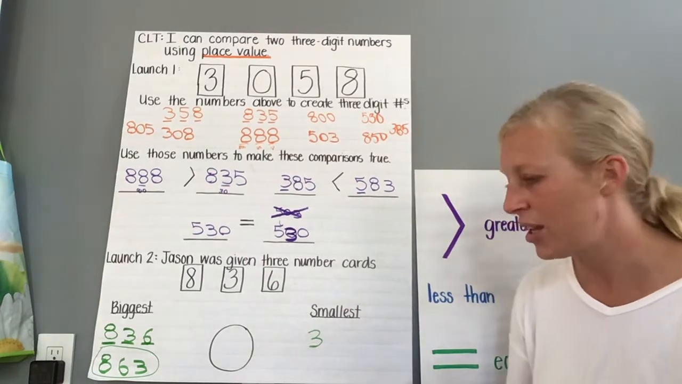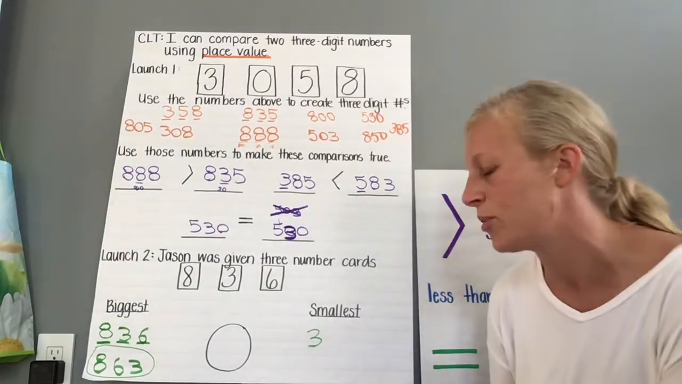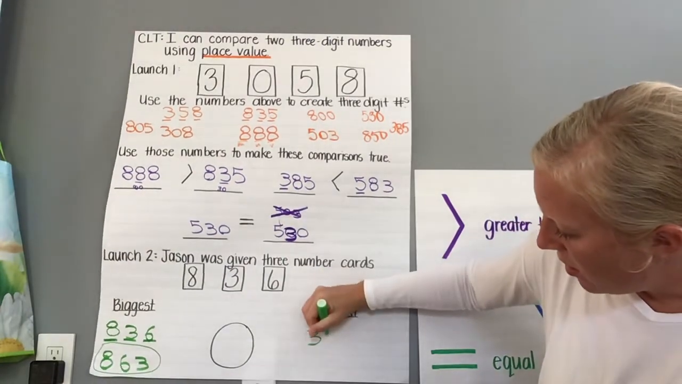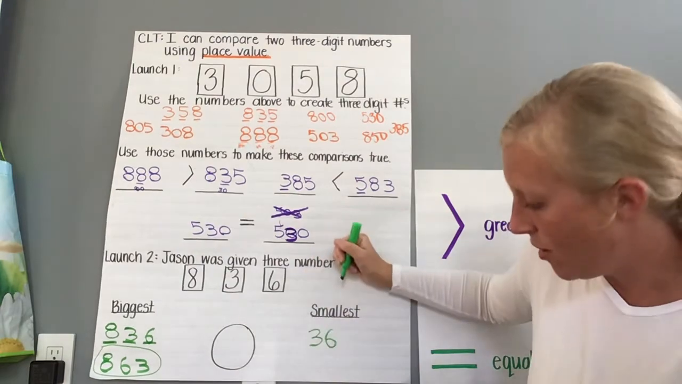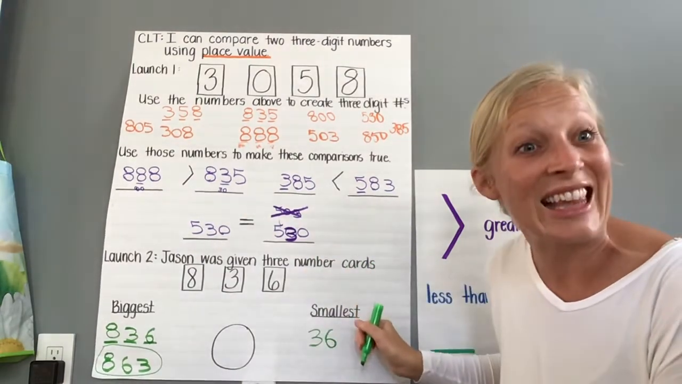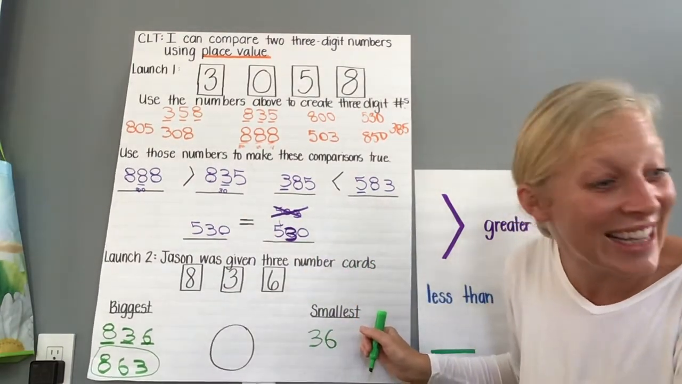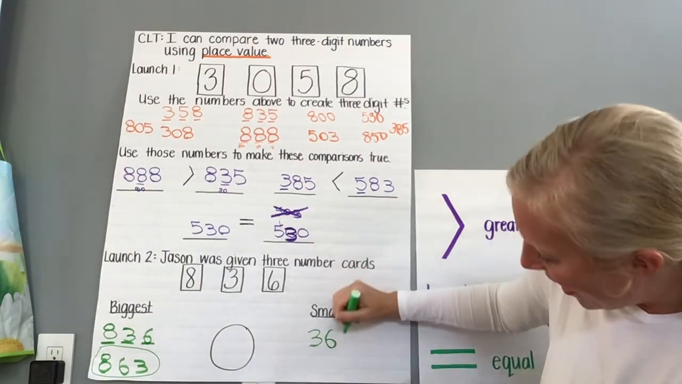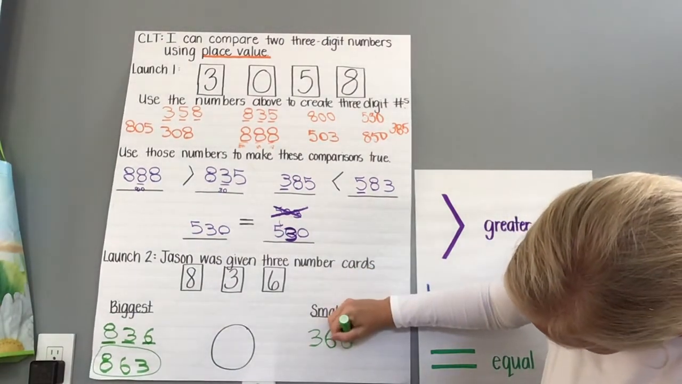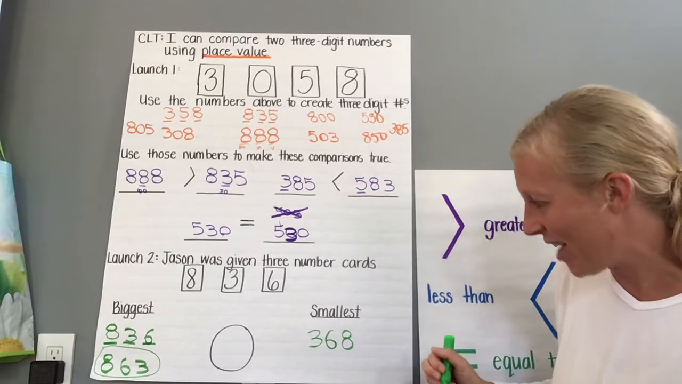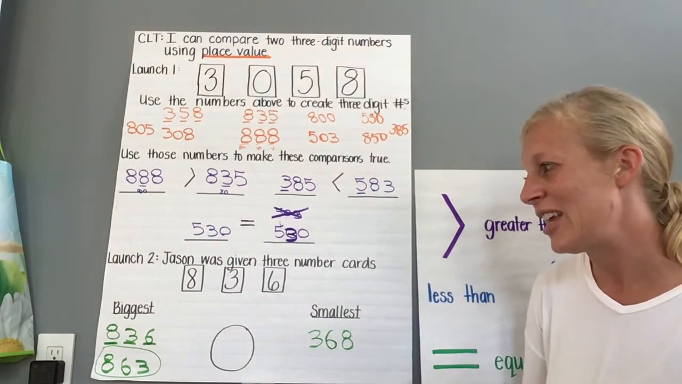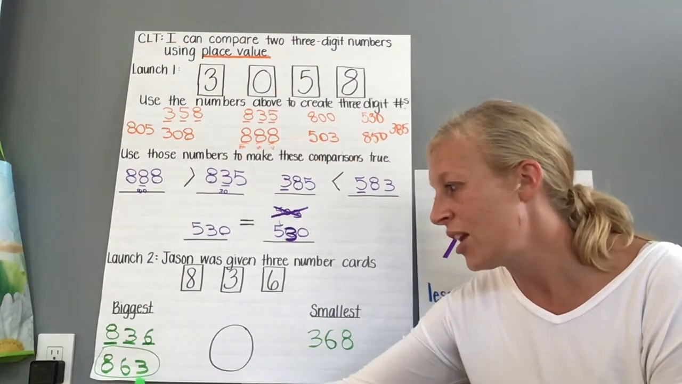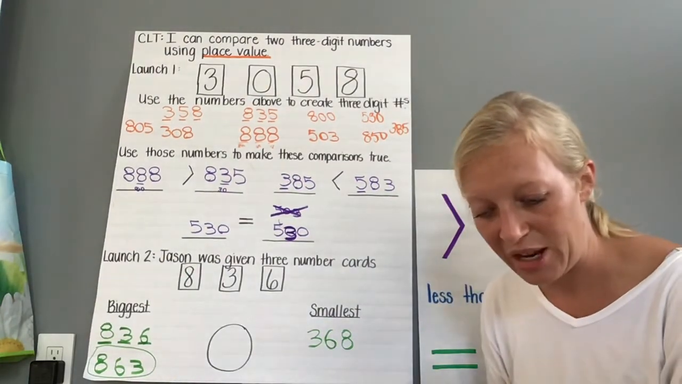Okay, so what number are we putting in our tens place? What number did you put in your tens place? Why'd you put a 6 in the tens place on this number? 60 is less than what? It's less than 80. And so what number is going to come last? There's that 8 coming last. So our smallest number is 368. Our biggest number here, our smallest number here.